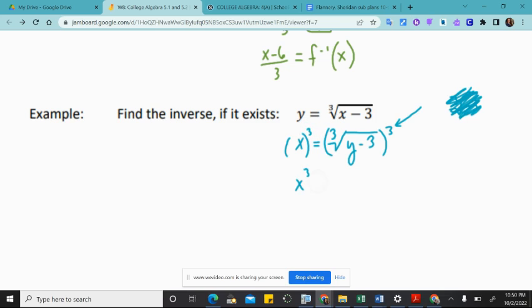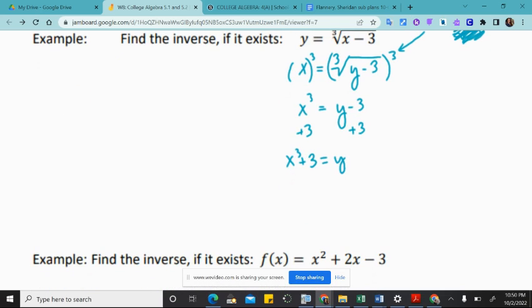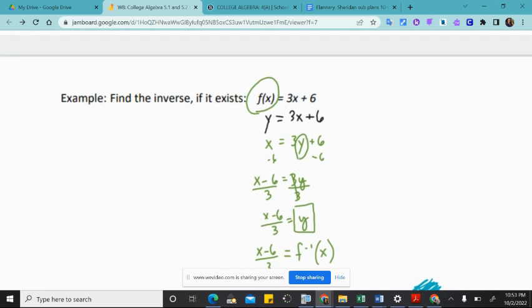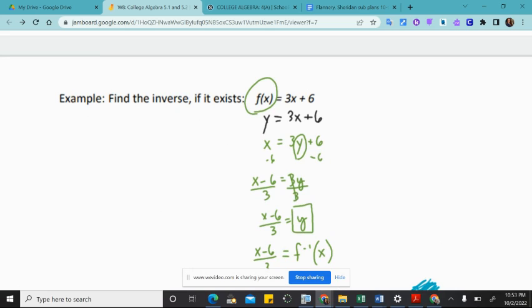So x cubed equals y minus 3. Opposite of minus 3 is add 3. So x cubed plus 3 equals y. Rename it because this is the inverse. We did it. F inverse is x cubed plus 3. Good job. Okay, now let's think through real quick, make sure we're good to go.